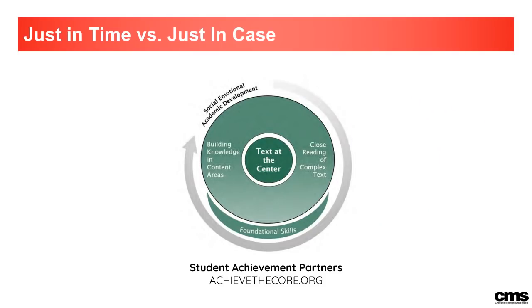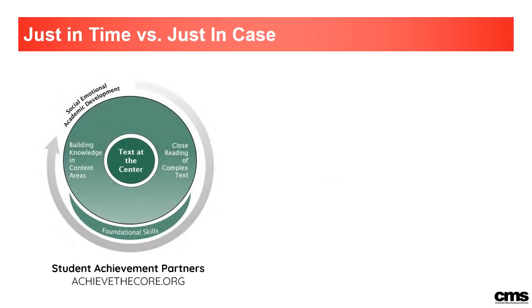Now we will look at how Student Achievement Partners help drive our decision-making when planning the K-5 literacy instruction. This graphic reminds us to keep the text at the center of instruction, where we can build content knowledge and practice close reading of complex text. You can also see here the importance of reading foundational skills and social emotional learning.